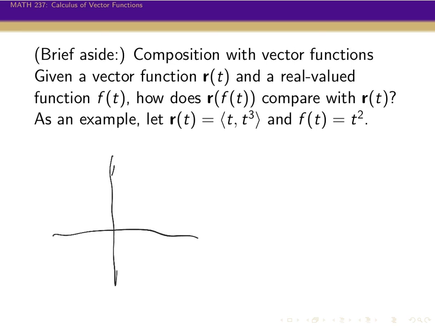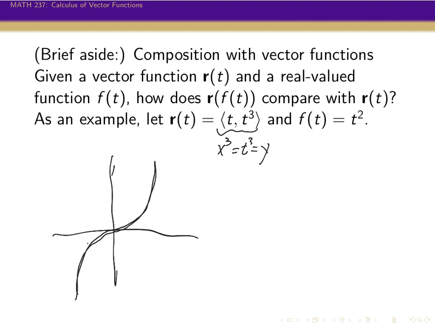What exactly is this going to look like? Well, whatever t is, that's what x is. And then y is going to be t cubed, right? So the relationship between the x component and the y component is that if I take the x component and cube it, I'd get t cubed, which is equal to y. So this vector function is drawing out the curve x cubed equals y.